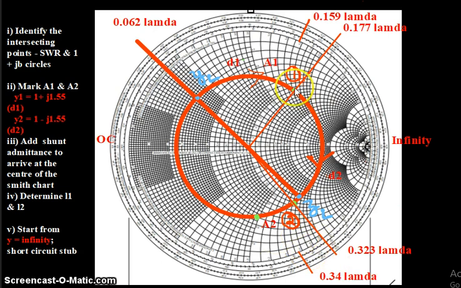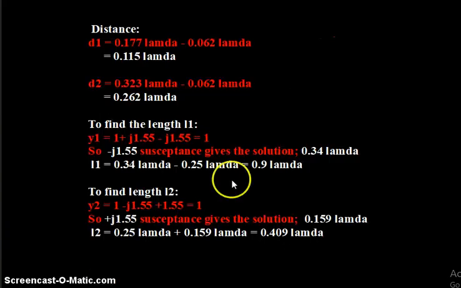Next, the point plus j 1.55 gives 0.159 lambda. So from these two values, we are calculating L1 and L2. That is 0.34 lambda minus 0.25 lambda equal to 0.09 lambda.